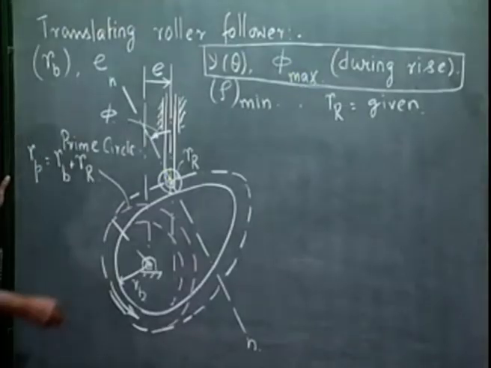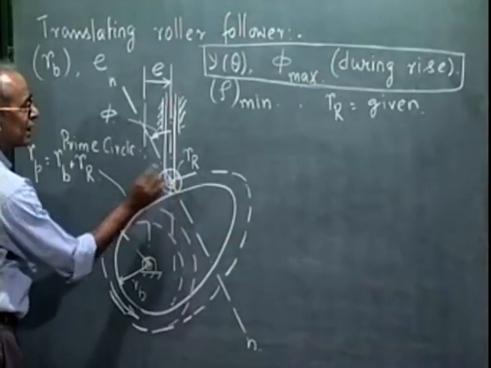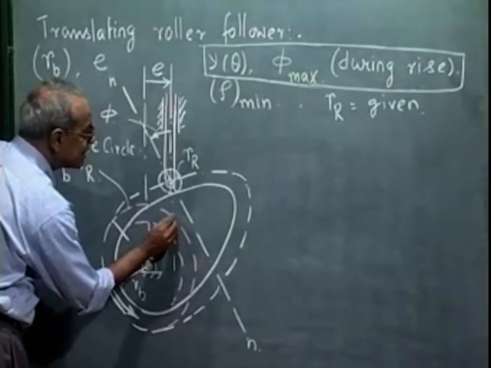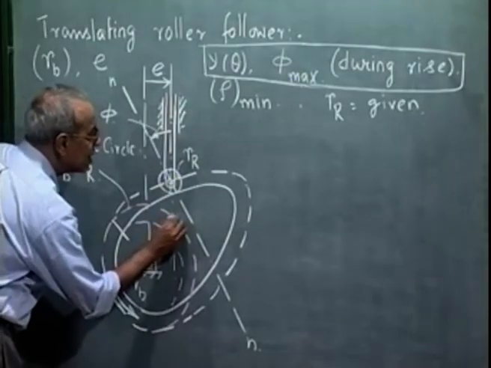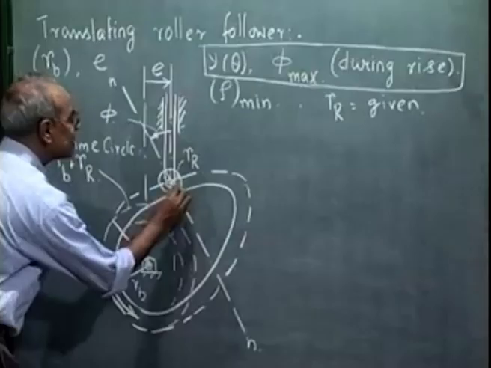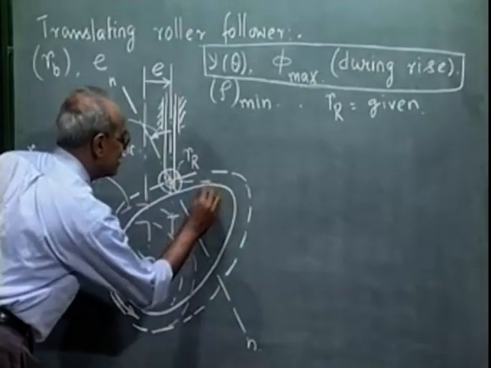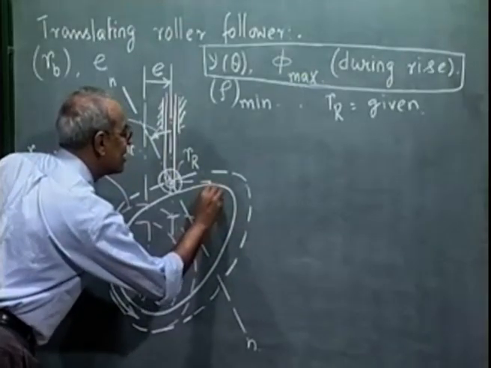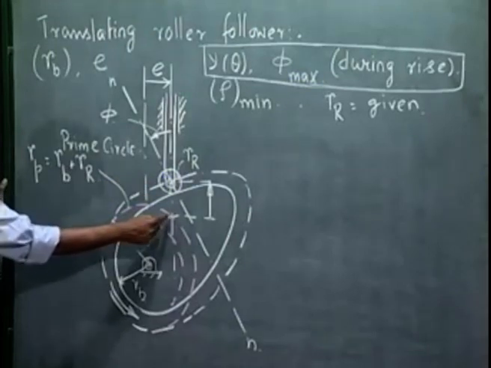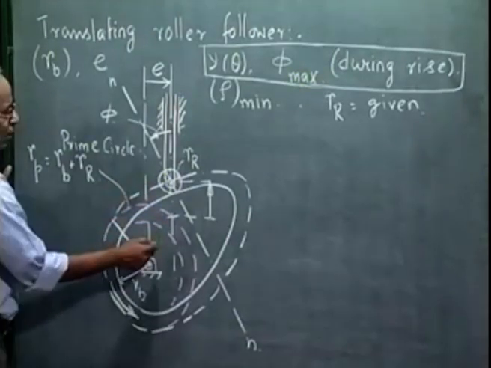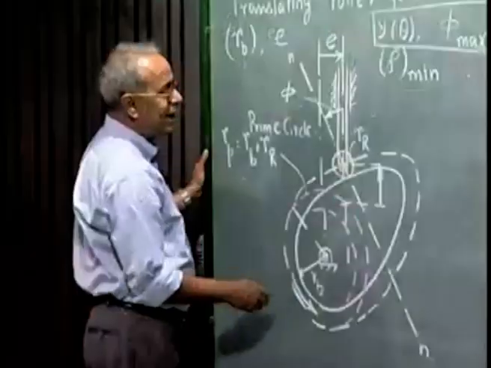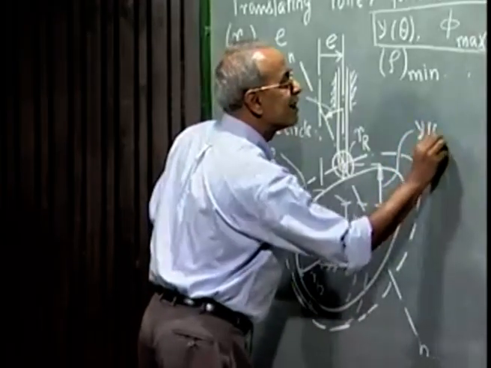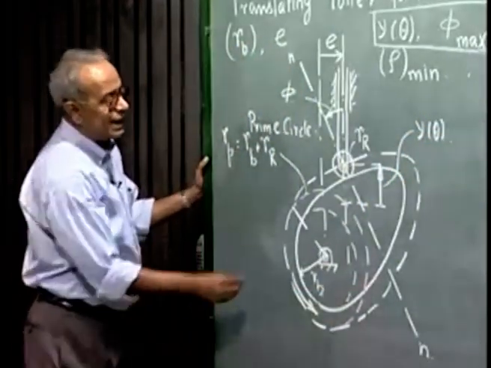Now, what is the lowest point of the follower? When the follower roller, the trace point, comes here and meets the prime circle, this is the lowest point of the follower. So the rise of the follower at this instant is so much. This is the lowest point of the roller center when theta is 0, and when the cam is rotated by an angle theta, this is the displacement of the follower, which we call y theta. Now let us see what is theta.